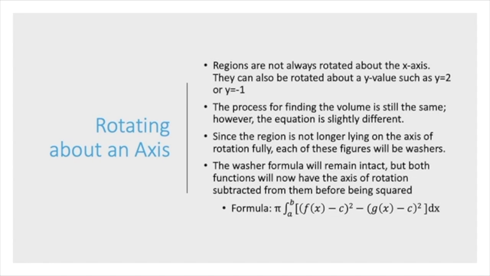So let's say your axis of rotation was 2, it will be f of x minus 2 squared minus g of x minus 2 squared. But if your axis of rotation was negative 2, it'd be f of x minus negative 2 squared, which is equal to f of x plus 2 squared minus g of x plus 2 squared dx. So always make sure that you accommodate for the axis of rotation.